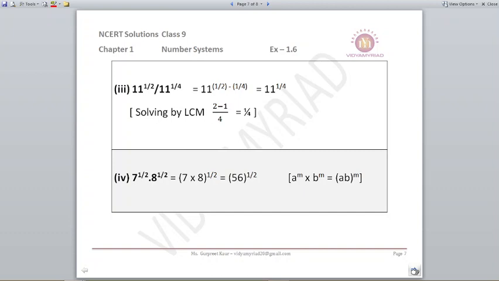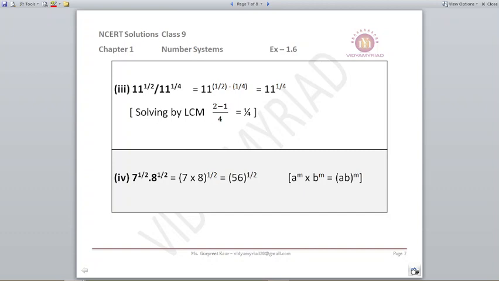Next, 11 raised to power 1 by 2 divided by 11 raised to power 1 by 4. Now what happens in the case of division? We subtract the powers. So 11 raised to power 1 by 2 minus 1 by 4, take its LCM, you will get 1 by 4 as your answer. So on solving, I will rewrite it as 11 raised to power 1 by 4.